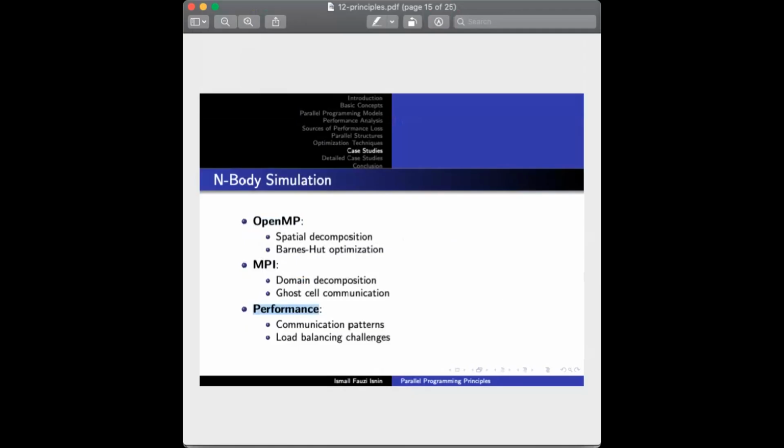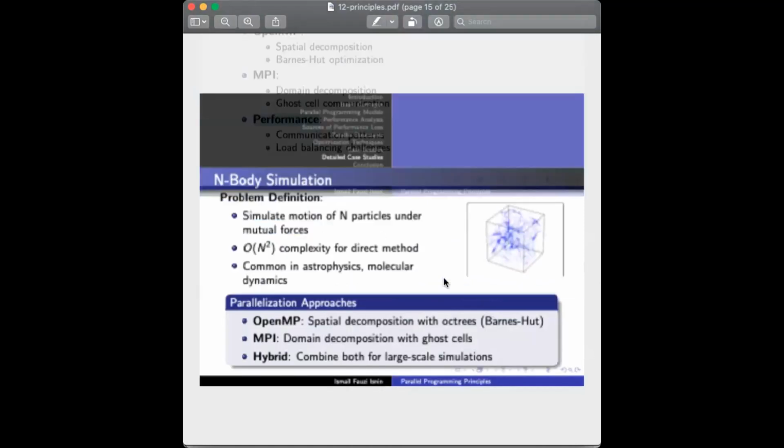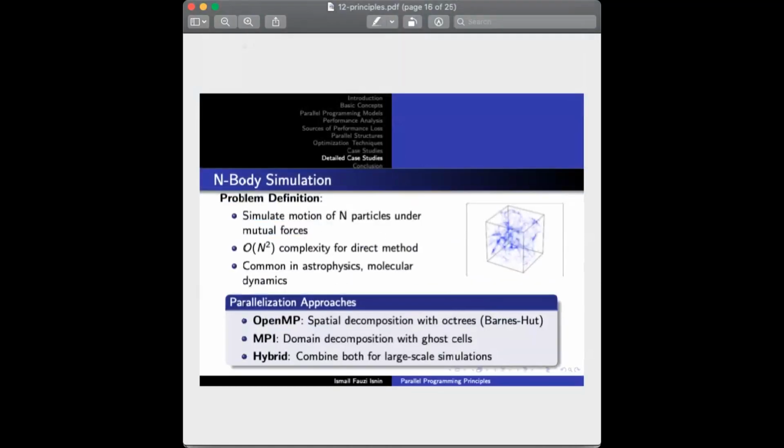Okay, the next detailed case study is the N-body simulation. So you can see the cosmic web particle cube visualization alongside the problem. I will explain that. Okay, this is a particle movement in 3D space. They move around.